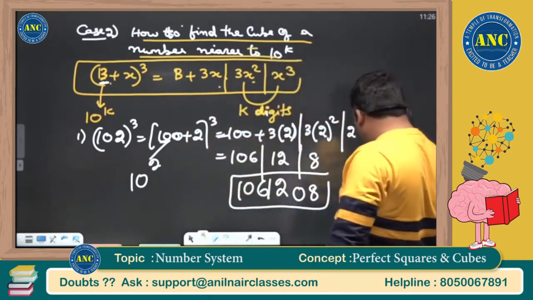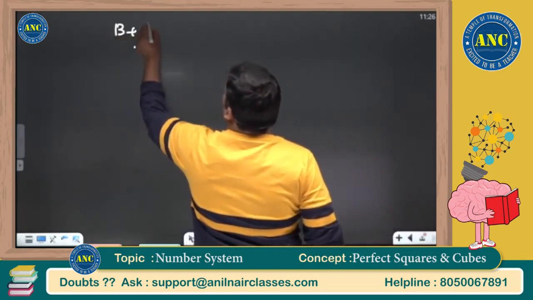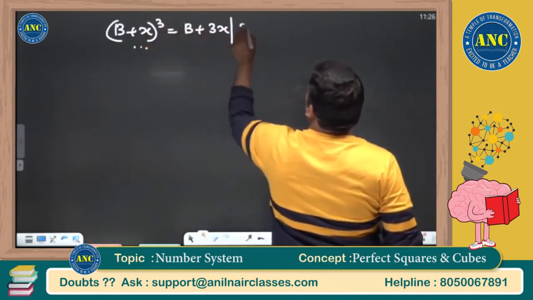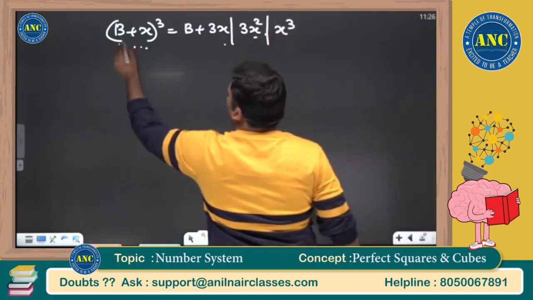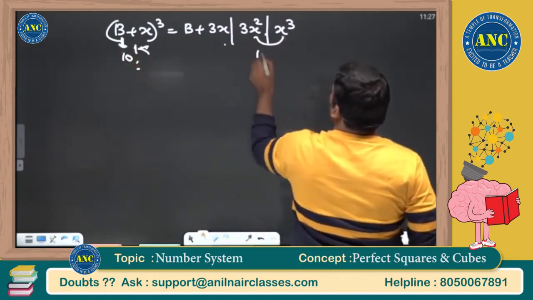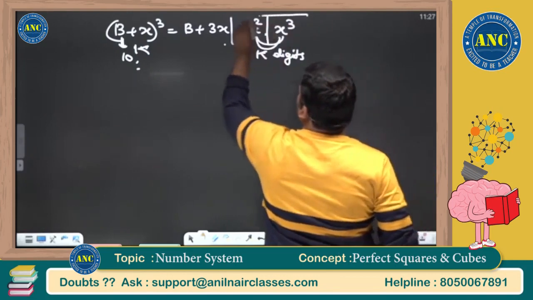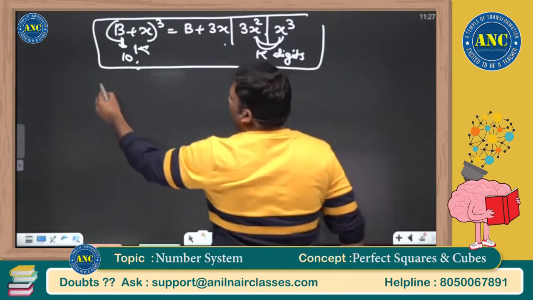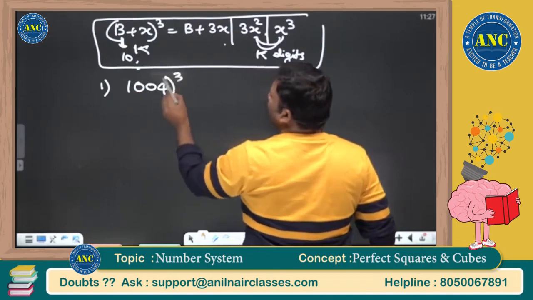(b plus x) whole cube. Now, let me take 3 more examples. (b plus x) whole cube is equivalent to b plus 3x. First, let me write down 3x square and x cube. If b is of the form 10 power k, the last places will have k digits. This is what we are discussing. Right now, let me take another number: 1004 whole cube. Once you practice it, you will get the answer very fast.